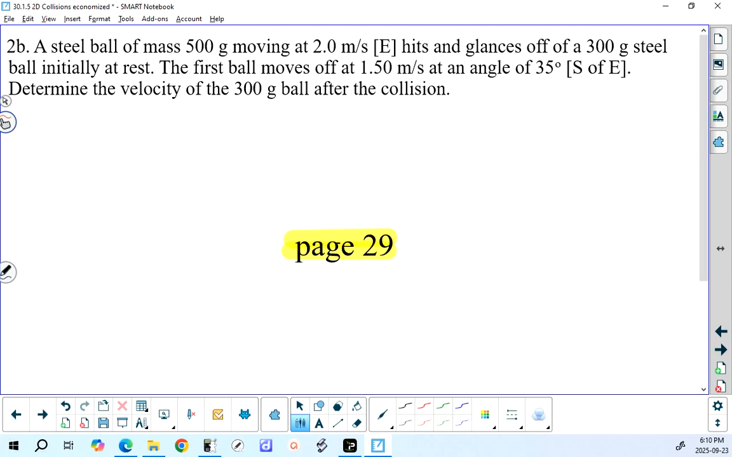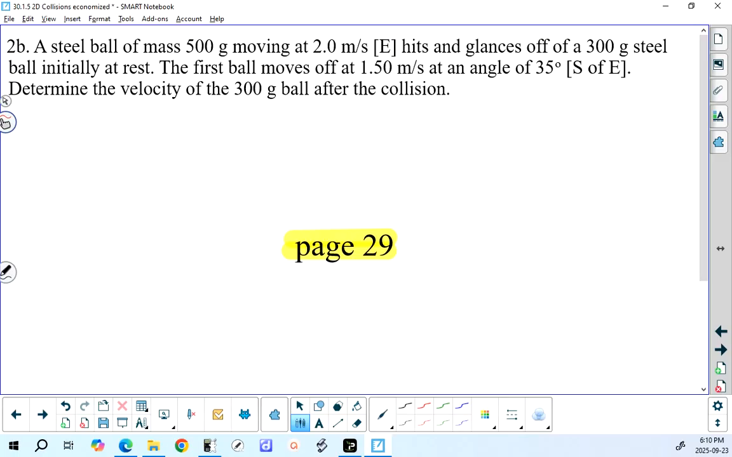Good afternoon, everyone. This is the final video of the final lesson in Physics 30, Unit 1, dealing with momentum and impulse. The final lesson was 1.5 in your note package, and it dealt with analyzing collisions that occur in what we call two dimensions using conservation of momentum. And we're looking on page 29 at example 2b.